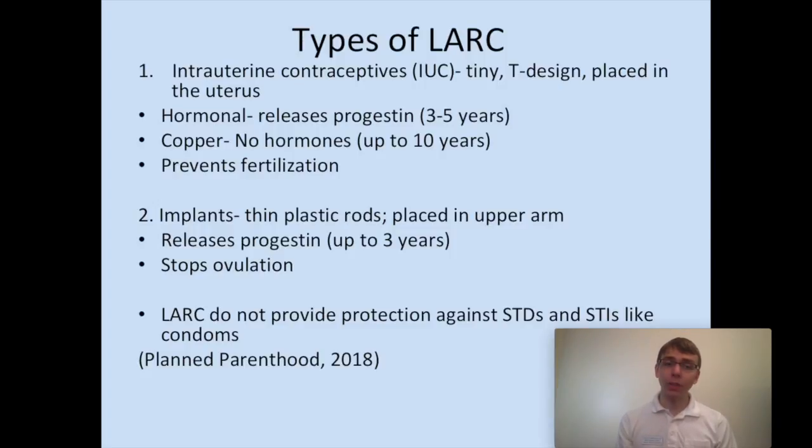Implants are the thin plastic rods. They're placed in the upper arm. They release progestin, the hormone we already talked about, and they last up to 3 years and they stop ovulation. Implants are different. They're not placed in the uterus, they're placed in the upper arm, and the placement of these LARC is the way that they're classified.